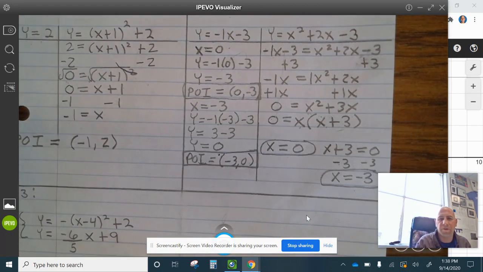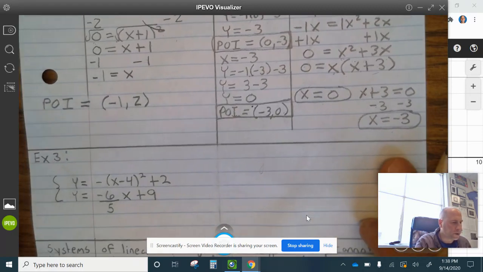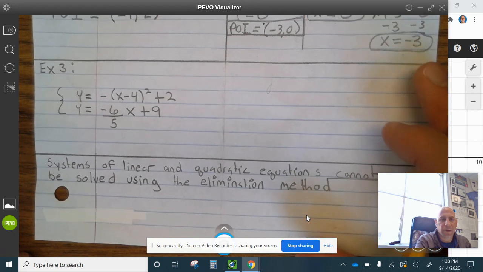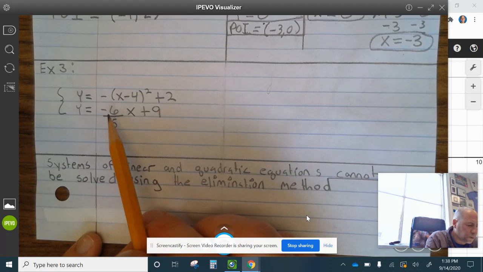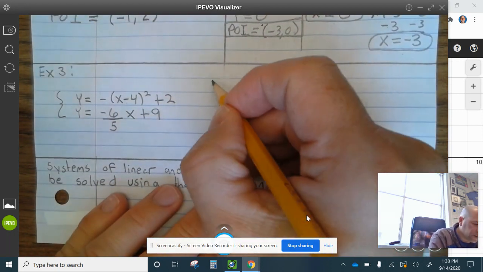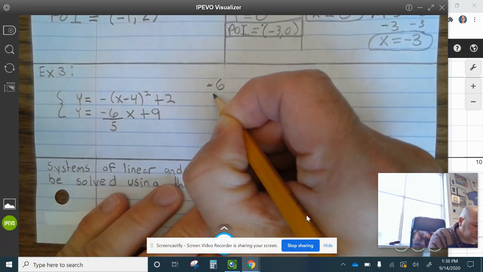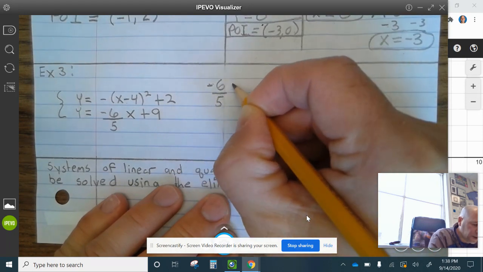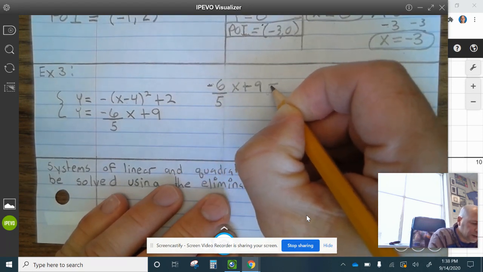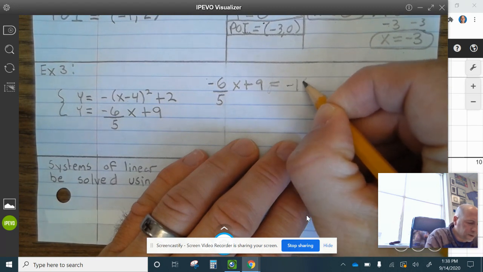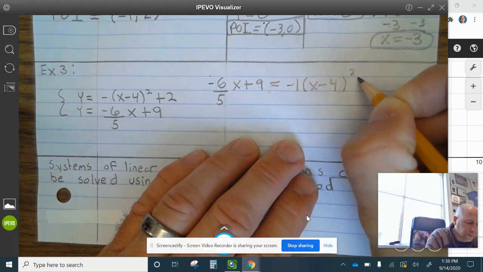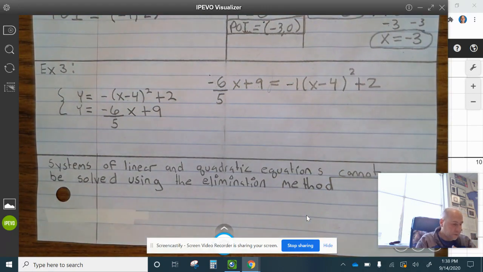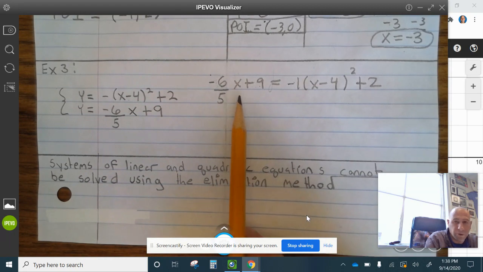Okay, so go ahead and finish up example 2. All right, now let's take a look at example 3. Now example 3, okay? So we're going to set negative 6 divided by 5, x plus 9 equals negative 1 times (x minus 4) squared plus 2. And the reason being is if they're both equal to y, they're both equal to each other.